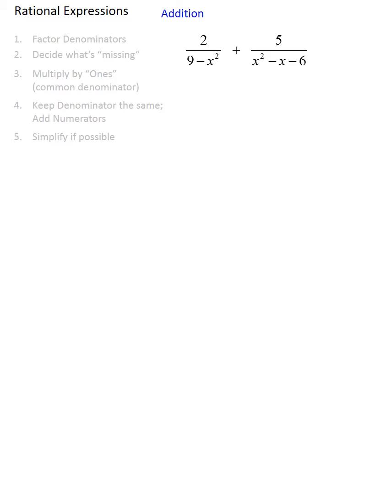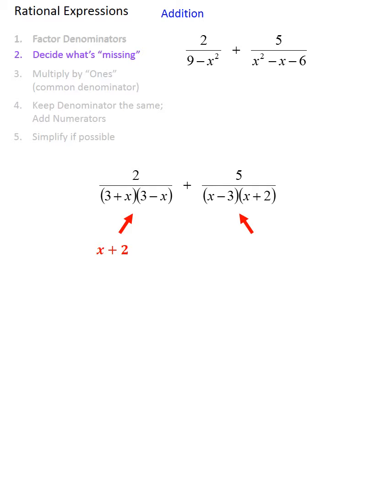Here's another problem. Let's go through our 5 steps. First, we'll factor our denominators. Now let's decide what's missing. Well, one thing that's missing on this side is clearly an x plus 2. And one thing that's missing on this side is obviously a 3 plus x.